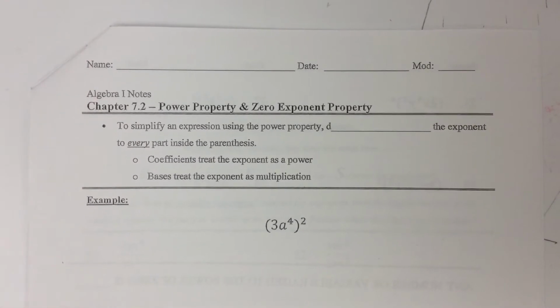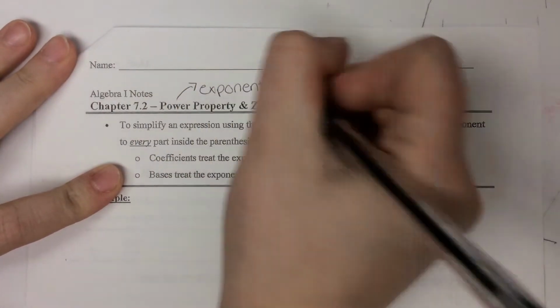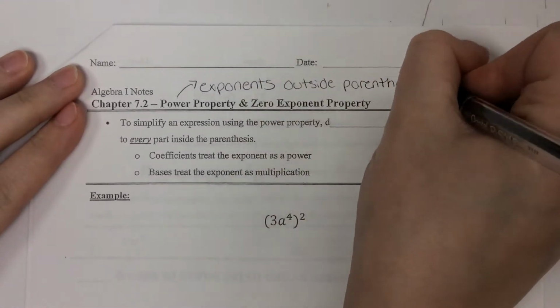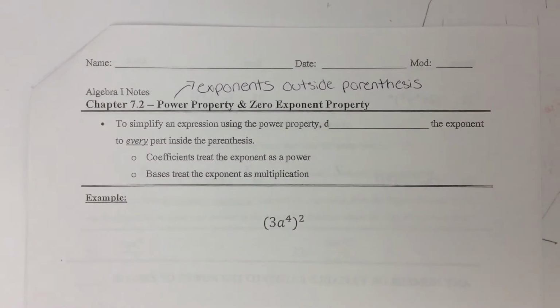Now we know that powers means exponents. So when you are looking at these examples, what you're going to notice is that you're going to have an exponent outside of a parentheses. Parentheses are a way for grouping. So when we see an exponent outside of the parentheses, what we need to do with that exponent is distribute it inside the parentheses, to every part.